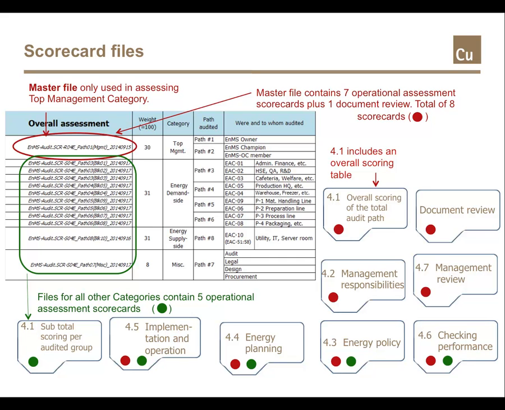The top management category includes 4.2 management responsibility sub-scorecard and a 4.7 management review sub-scorecard. There's no equivalent scorecards in the other categories. Management responsibilities and review are topics that are only relevant to top management. And of course, the top management category also contains the 4.1 General Assessment sub-scorecard that you see on this slide and that on the previous slide.